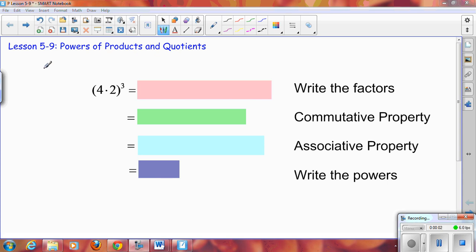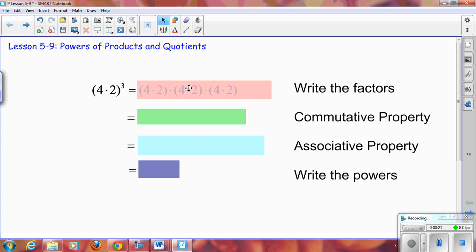Right, today's lesson is lesson 5-9, powers of products and quotients. Hey, this slide right here is going to explain why we do what I'm about to teach you, okay? When you have 4 times 2 in parentheses, raised to the third power, what that means is 4 times 2 times 4 times 2 times 4 times 2. The 4 times 2 is written 3 times, okay?